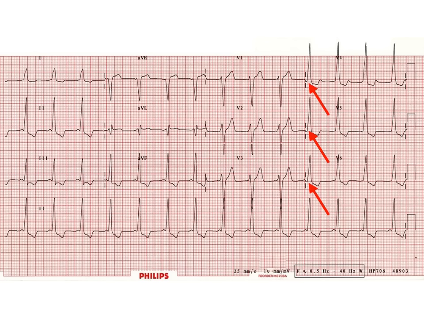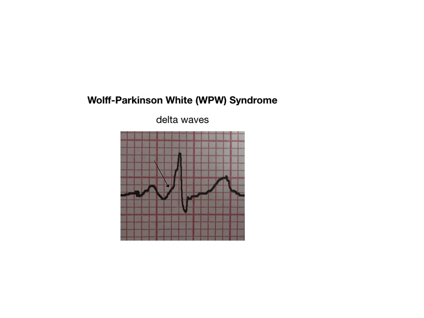This is Wolff-Parkinson-White Syndrome, and what I've highlighted here with the red arrows is what's called a delta wave. Now, a delta wave is a slight upslanting of the beginning of the QRS complex. And this is classic of Wolff-Parkinson-White syndrome. Wolff-Parkinson-White syndrome has these delta waves, these slight upslanting of the QRS.